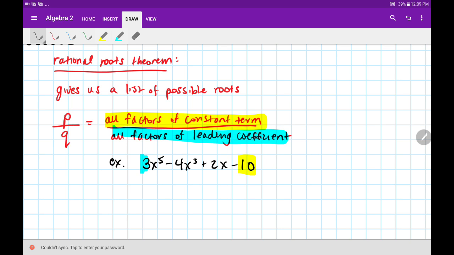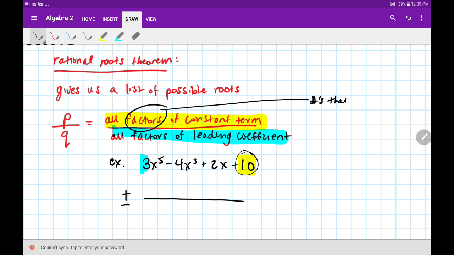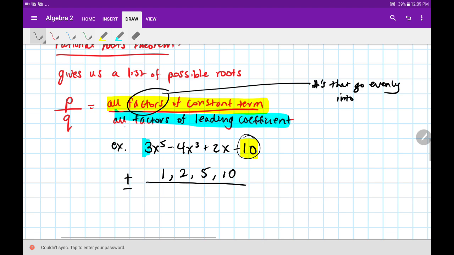And so then my rational roots would be the combination of all the numerators and denominators for the factors of 10. So that's going to be plus and minus. What are the numbers that go evenly into 10? That's what factors means. Numbers that multiply evenly into 10. Well, that would be 1, 2, 5, and 10. And then in the denominator, I need all the numbers that go evenly into 3, which would just be 1 and 3.